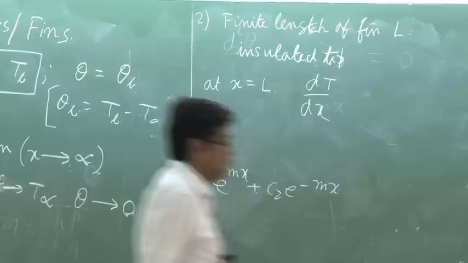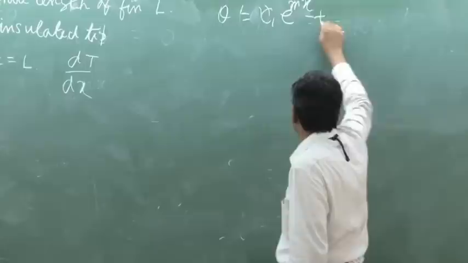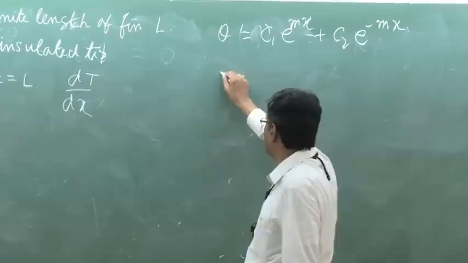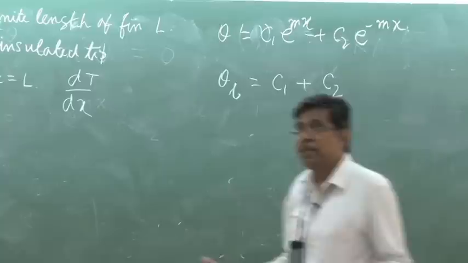So, I have to generate from, you are correct. You are also correct, but ultimately you have to translate in this form because I have to solve this C1, C2. Theta is C1 e to the power mx plus C2 e to the power minus mx. And one condition is that theta b at x is equal to 0. That means theta b is C1 plus C2. So another condition is heat transfer 0, heat flux 0.